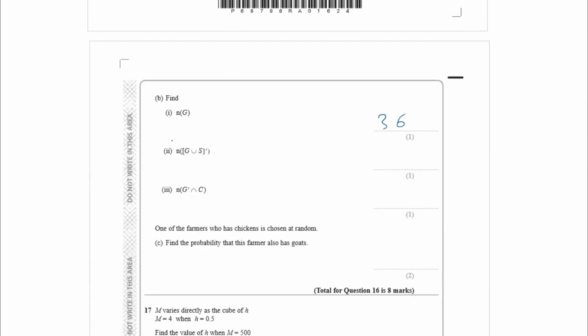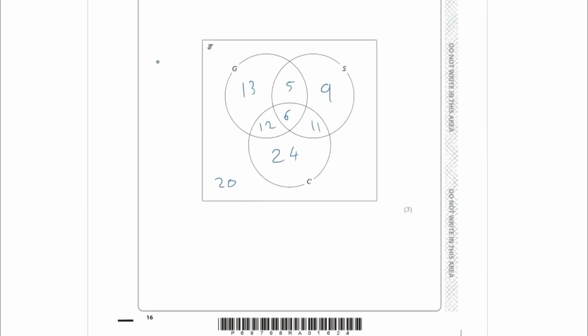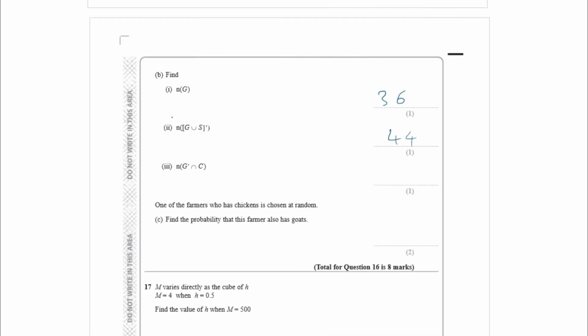The number of elements of G union S, so whatever is G and S, and then you see the dashed line here, that means what is not G and S. So if we go ahead and look at G and S, so G and S looks a little bit like this. This is G and S. And you can see here that whatever is not G and S is going to be the 24 and the 20, and that's going to be 44. So to answer this question, we can say 44.